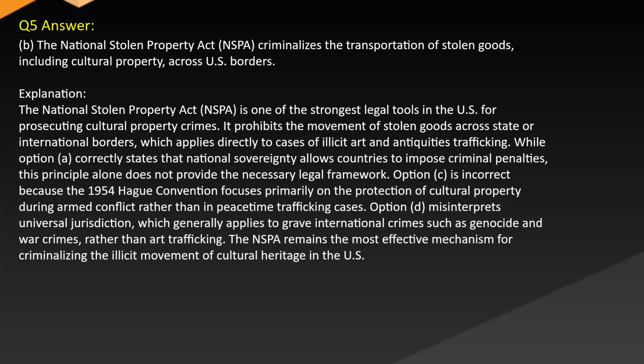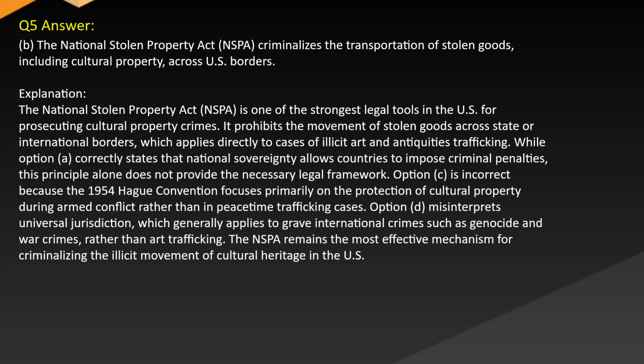Answer B. The National Stolen Property Act (NSPA) criminalizes the transportation of stolen goods, including cultural property, across U.S. borders. Explanation: The National Stolen Property Act is one of the strongest legal tools in the U.S. for prosecuting cultural property crimes. It prohibits the movement of stolen goods across state or international borders, which applies directly to cases of illicit art and antiquities trafficking. While Option A correctly states that national sovereignty allows countries to impose criminal penalties, this principle alone does not provide the necessary legal framework.